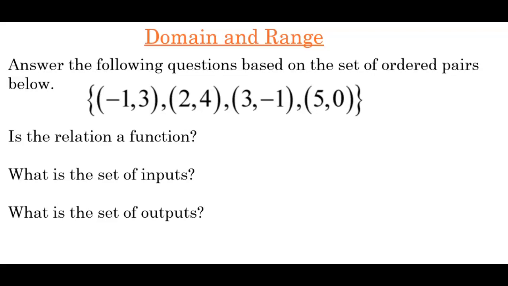So building into our definition, answer the following questions based on the set of ordered pairs below. The set of ordered pairs: (-1, 3), (2, 4), (3, -1), and (5, 0). First question, is the relation a function? So does every input map to only one output? Our inputs are -1, 2, 3, and 5. So each input is unique. It only happens once, and each input maps to only one output, since none are repeated.